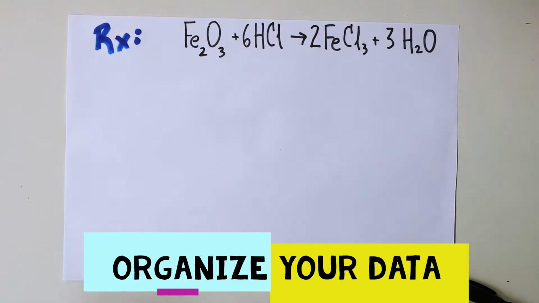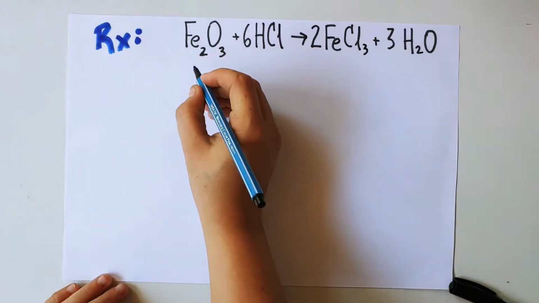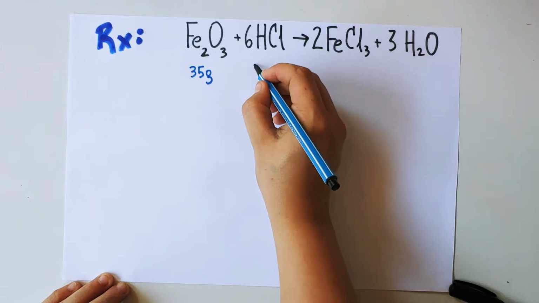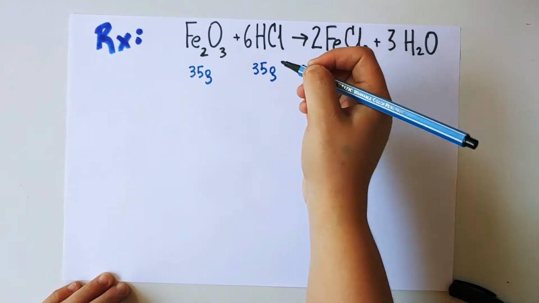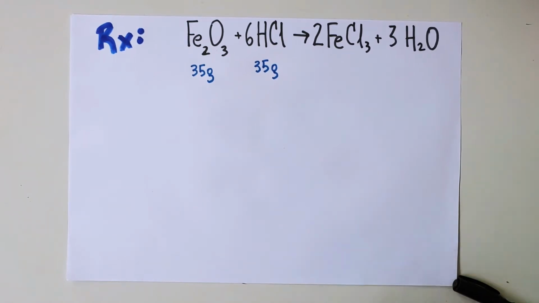So this is your reaction, and it says how many grams of iron-3 chloride will be formed when 35 grams of iron-3 oxide reacts with 35 grams of hydrochloric acid. So first of all, we're going to be working with the limiting reactant, because that one is the one who tells you the amount of product that you can get.